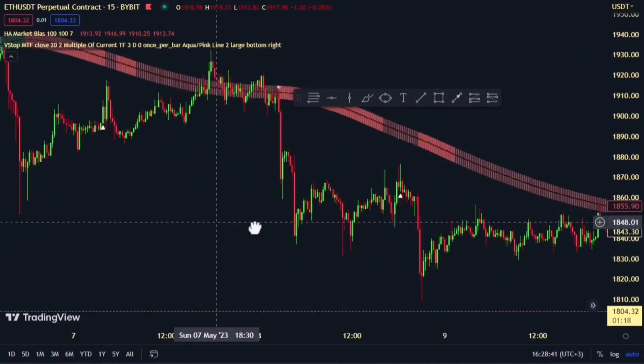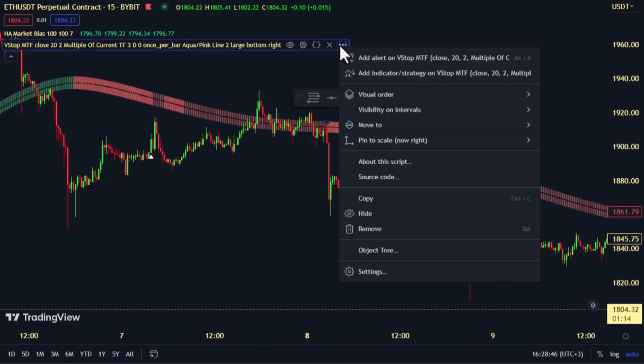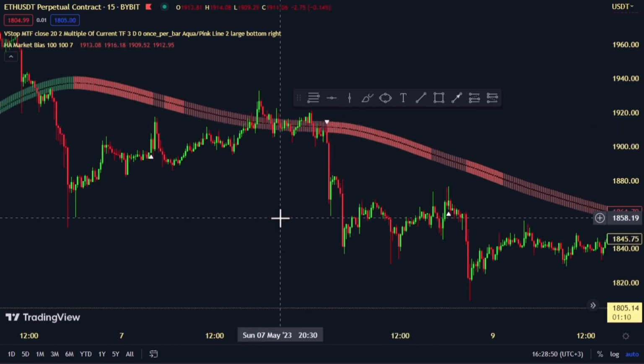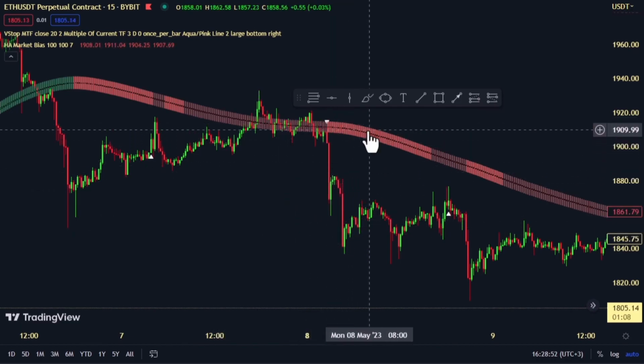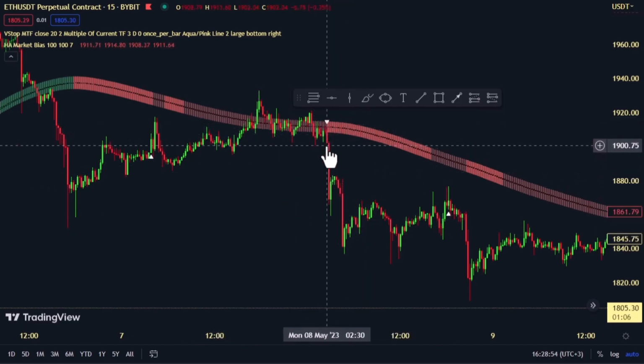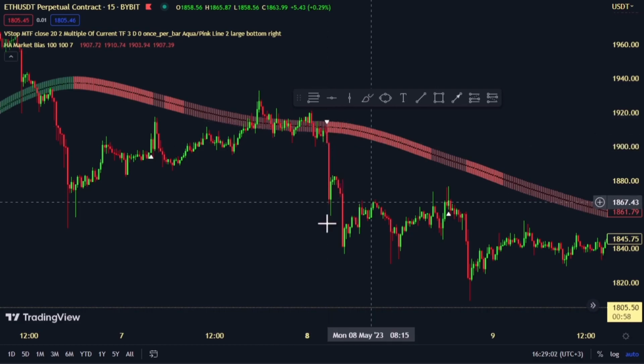Let me go to the settings of this V-stop, to visual orders, and bring it to the front. Yeah, so there you have it. It turned red. The price is below it. I have a beautiful strong candle. I have the signal which tells me, okay, go short, enter a short trade here and enjoy it.